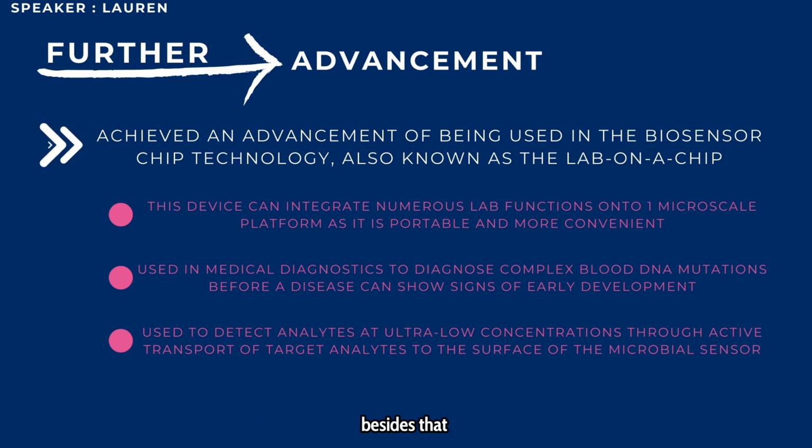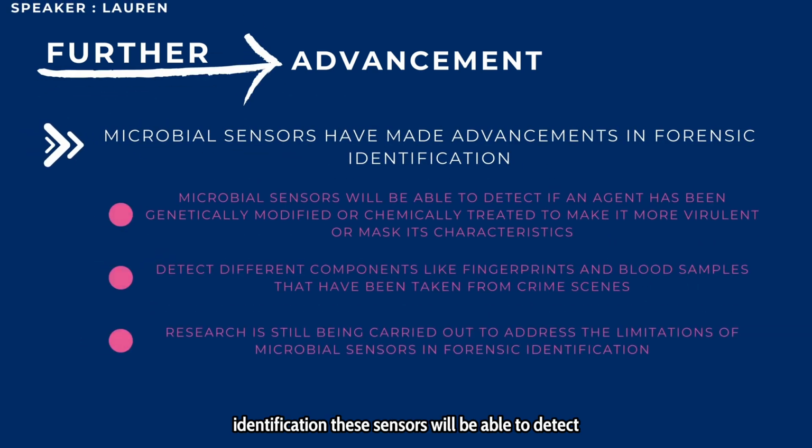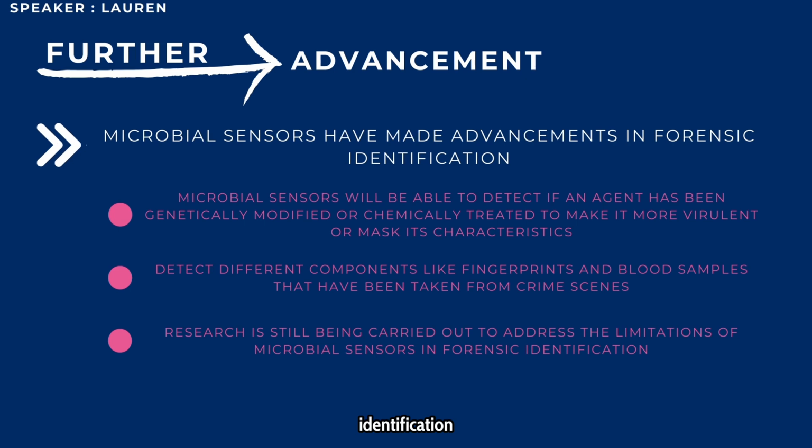Besides that, microbial sensors have made advancements in forensic identification. These sensors will be able to detect if an agent has been genetically modified or chemically treated to make it more virulent or mask its characteristics. It is also able to detect different components like fingerprints and blood samples that can be taken from crime scenes. However, research is still being carried out to address the limitations of microbial sensors in forensic identification.